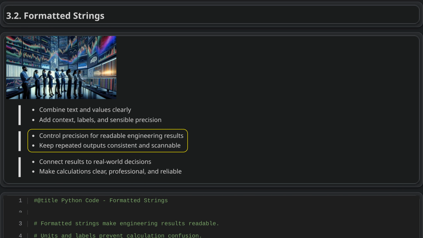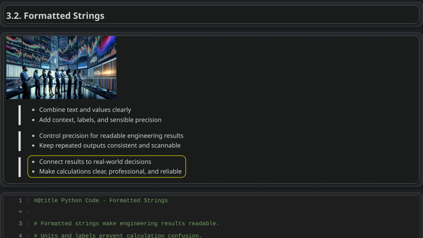Formatted strings let you control how numbers appear, so results match the level of precision needed in each engineering context. They can make values easier to read by showing suitable decimals, tolerances, or currency formats. This keeps outputs consistent, reduces clutter, and supports clearer comparisons, summaries, and reports.